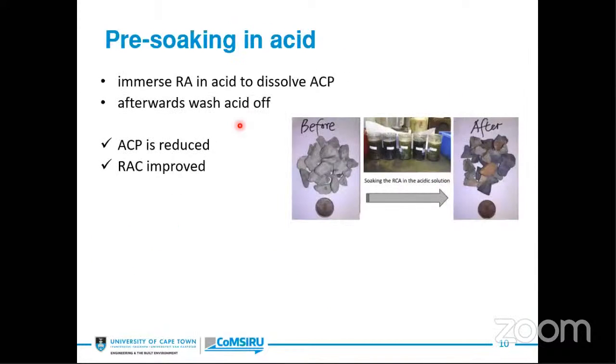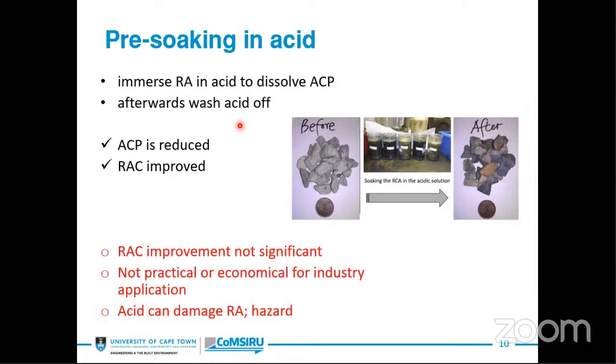A second enhancement technique is the use of pre-soaking in acid. Now, pre-soaking in acid basically involves immersing recycled aggregate in an acid medium to dissolve the attached cement paste. Afterwards, the recycled aggregate is washed to remove the acid. Now, this process reduces the ACP, and subsequently the concrete properties are improved.